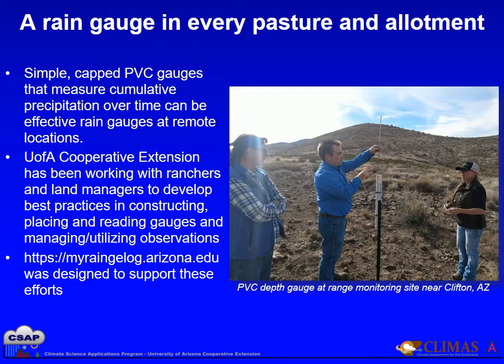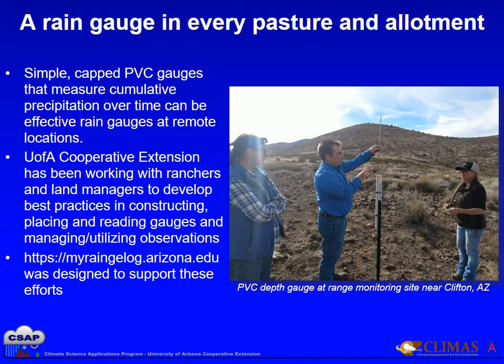Simple, capped PVC gauges that measure cumulative precipitation over time can be effective rain gauges at remote locations. Cumulative precipitation observations can be collected at any time interval, and gauges are often read during annual vegetation monitoring events at key sites. University of Arizona Cooperative Extension has been working with ranchers and land managers to develop best practices in constructing, placing, and reading rain gauges, and managing and utilizing these observations.